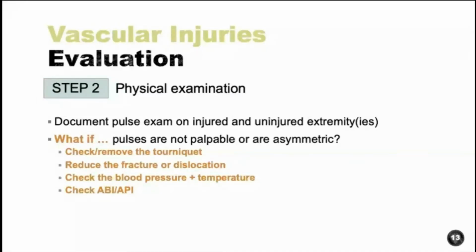The third thing is to check the patient's blood pressure and also their temperature. Patients who are in extremis, especially if they've lost a lot of blood, may be very cold, or they may have pretty significant hypotension. And if that's the case, they may not have asymmetric pulses, but they may have pulses that are very difficult to feel. And so that's certainly something to consider. And the last thing is to check the ABI or the API. And so we'll go ahead and talk about that a little bit next.